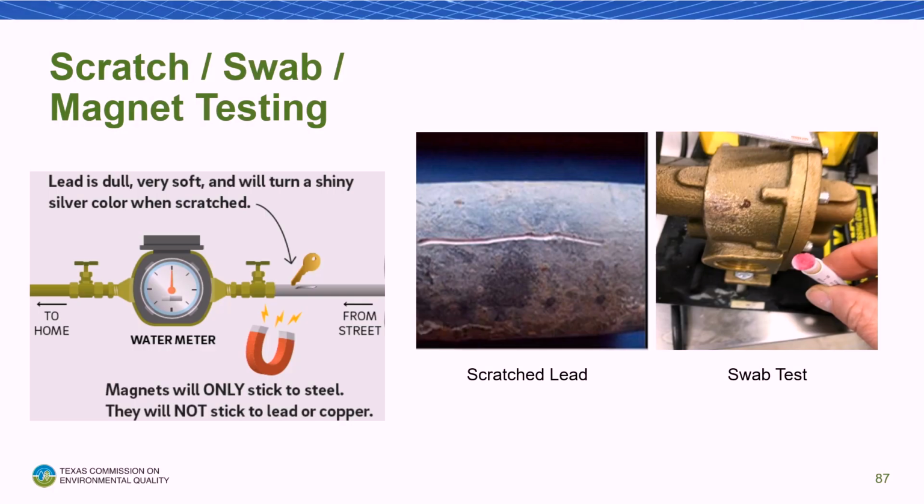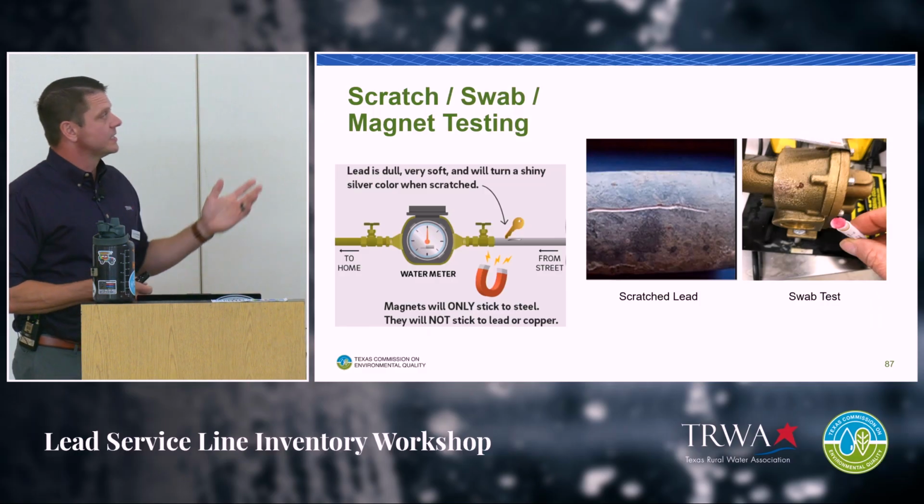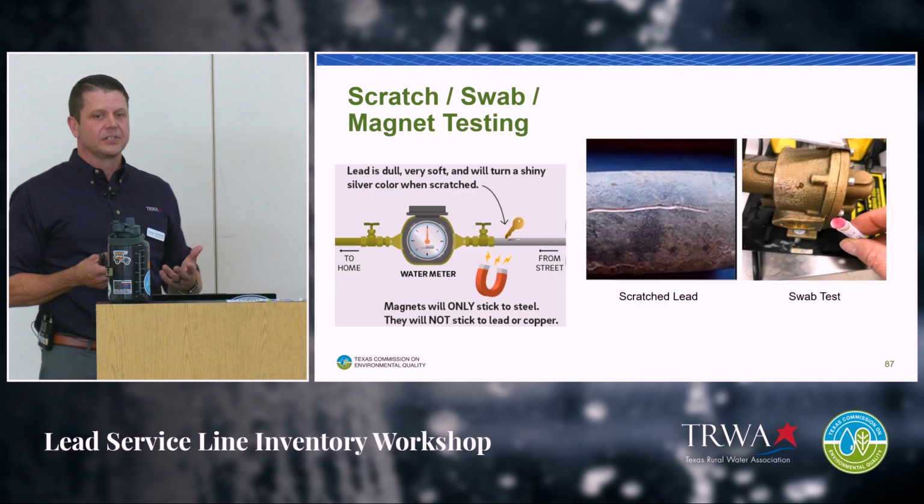The swab test, of course, if you do CSIs and you're used to doing the swab on the solder flux, you'll see that you may be able to swab the material to see if it is in fact lead. And then, of course, magnet testing, lead lines are not magnetic. So there's some physical ways that you can identify the type of material it is.